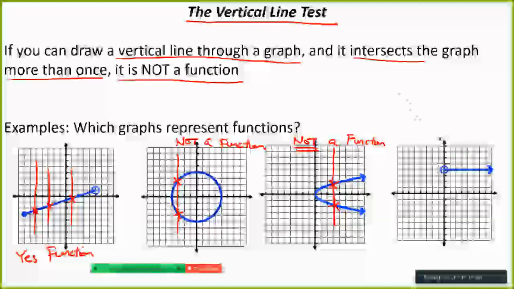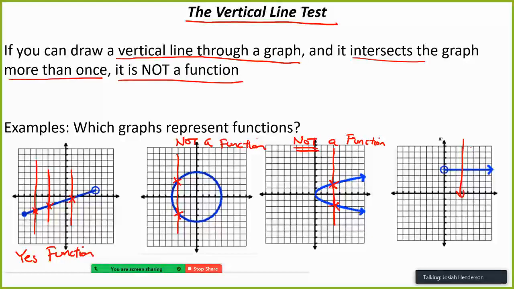And then we have another example, this straight line going from left to right, starting right at the y-axis, going to the right. Well, if you draw a vertical line down through it, it's only hitting it once. So this looks like it is a function. And if you try it again over here, it's still hitting it just once. And if you were to imagine dragging the red line from left to right, it never hits it more than once. So this is a function.